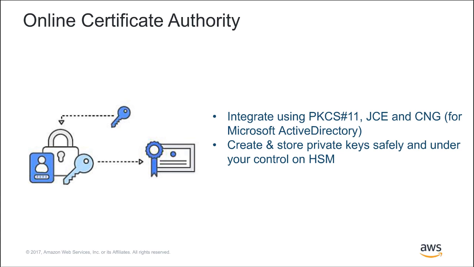So in the online CA example, you can integrate CloudHSM into your application using our industry standard libraries, either PKCS11 or JCE. You can also use CNG on Windows for integration, for example, with Microsoft Active Directory. In this application, you would create and store private keys safely, again, under your control on the HSM. And you would then use this to sign digital certificates that are used to identify a person or an organization.